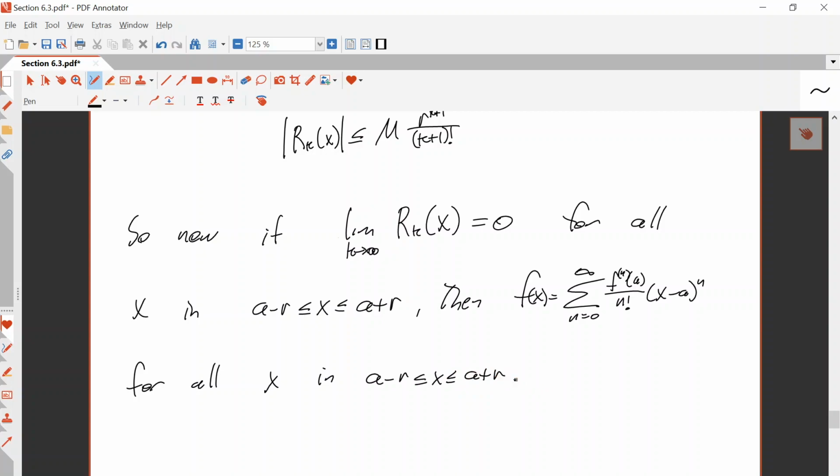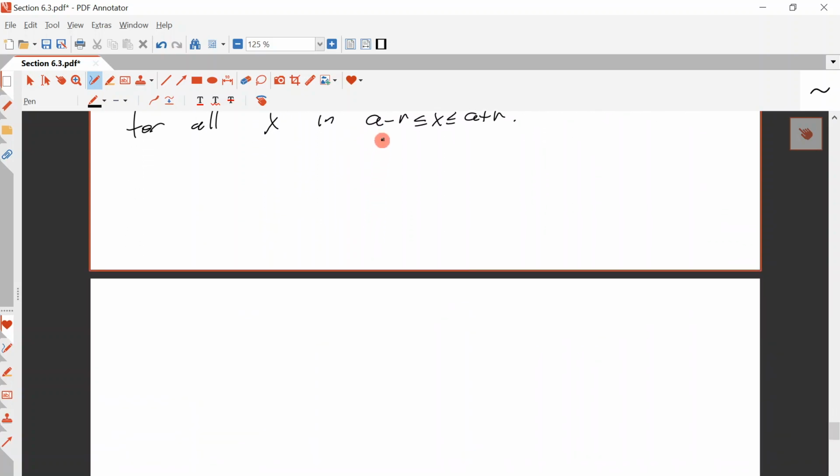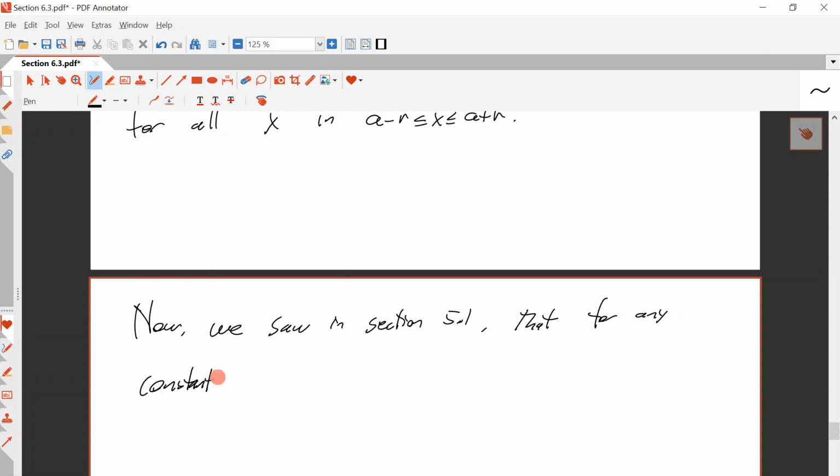Okay? In particular, we saw in section 5.1 that for any constant little r, r to the k over k factorial converges to 0 as k goes to infinity.